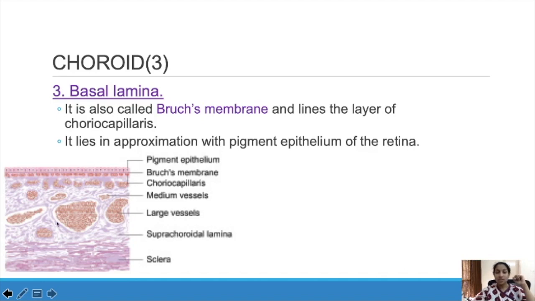So this is how the vessels look. This is large vessels, this is the medium layer vessels, and this is choriocapillaries. So this is the suprachoroidal lamina. After that comes the sclera. This is from outward inwards. So sclera, suprachoroidal lamina, vessels you can see in the stroma. This is stroma. In it, large, medium, and choriocapillaries. Choriocapillaries is lined by Bruch's membrane.